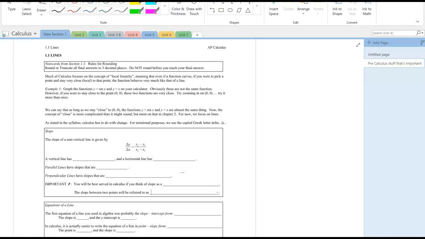Keep in mind that a vertical line has undefined slope. It's straight up and down. So you would get something over 0. If you divide by 0, your brain goes boom. It's a bad day at the office and in math class. And then a horizontal line, which is the one that's straight across, has a slope of 0. Parallel lines have slopes that are the exact same. Meanwhile, perpendicular lines have slopes that are negative reciprocals.